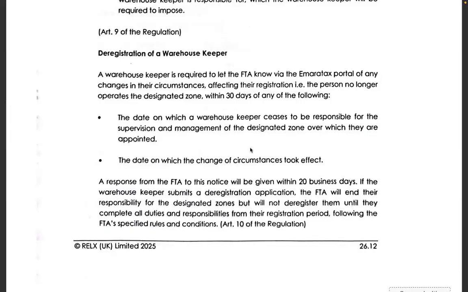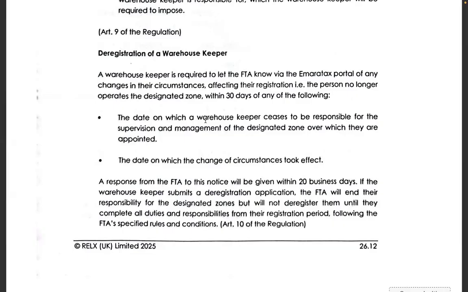Now, a warehouse keeper can also be deregistered. A warehouse keeper is required to let the FTA know via the Imara tax portal of any changes in their circumstances affecting their registration. That is, the person no longer operates the designated zone, within 30 days of any of the following. If the person stops operating a designated zone, that person has to inform FTA within 30 days of what?